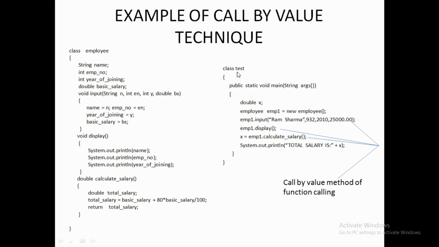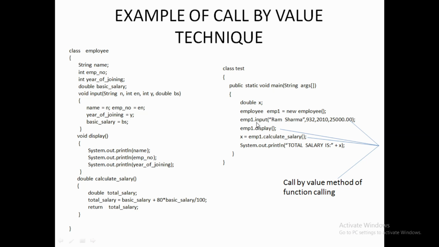Now inside another class which has the name test, I have defined the main method and created an object of the employee class, and using that object I have called the different methods of this employee class. I want to emphasize this line particularly, emp1.input, where the input method is called with the required values. What happens, we have already discussed.